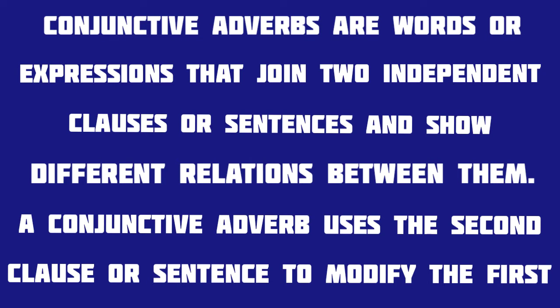So we understand that conjunctive adverbs are words or expressions that join two independent clauses or two sentences. And conjunctive adverbs show different relations between the two clauses or the two sentences that they join. So remember, a conjunctive adverb or adverbial conjunction comes at the beginning or start of the second clause or the second sentence and shows its relationship with the first clause or the first sentence.